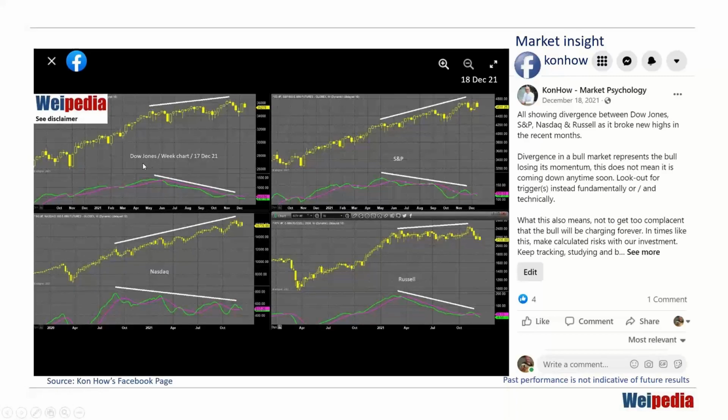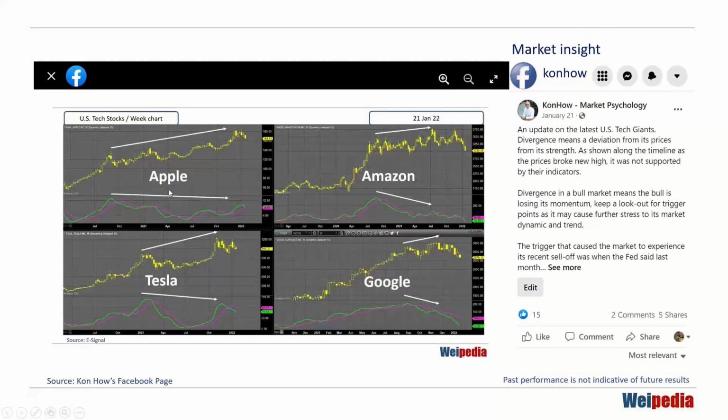Basically, throughout the Dow Jones, S&P, Russell, and NASDAQ, we could see divergence all over. That was last year, right? Then markets started to move down in January, the third week of January. And not just the indices, but also individual stocks: Apple, Amazon, Google, Tesla. Today they are much lower.